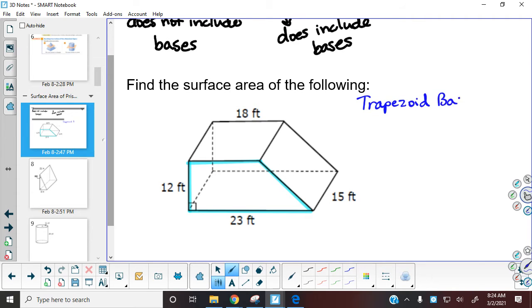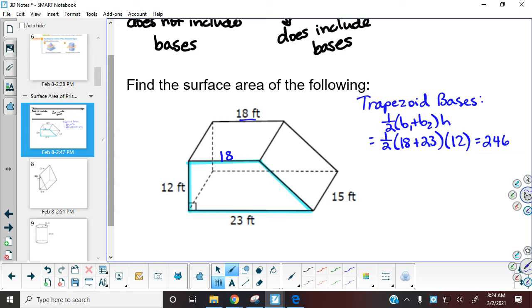So your formula for the area of a trapezoid, we've seen it many times before, is 1/2 base 1 plus base 2 times the height. And so as you look at this, 18 here will trickle down to this side. So that tells us that the two bases are going to be 18 and 23, and then your height is 12. So when we calculate the area of one of those bases, when you multiply all that out, you get 246 for the area of one of those bases.